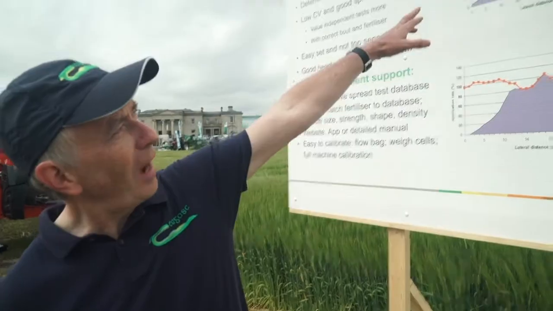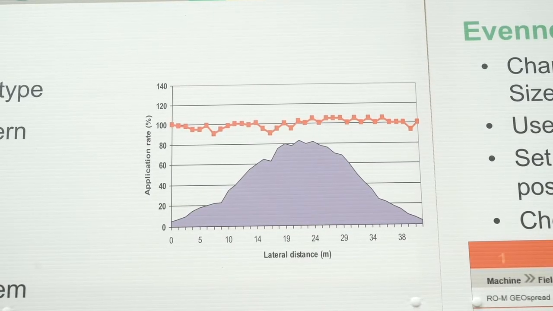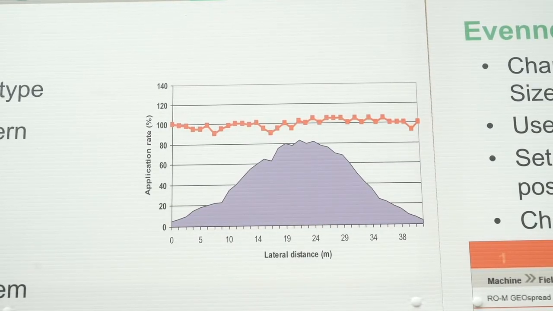The actual spread pattern that we get when we spread the fertiliser is hugely important. On the top graph here you can see quite a good spread pattern. It's basically triangular in shape, and the red line at the top shows a pretty even line across the full width, so when it's overlapped, that's what it will look like.